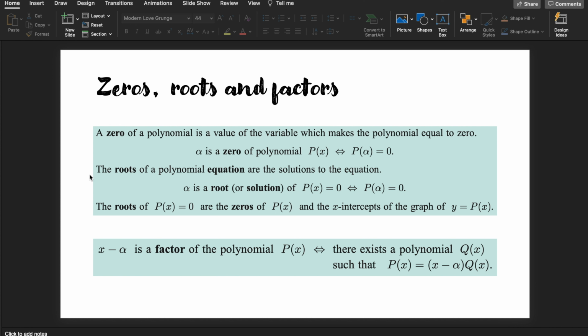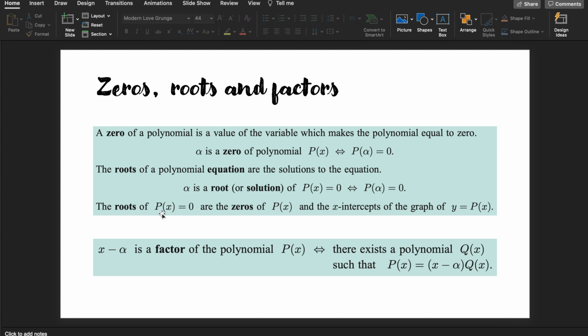Next, the roots of a polynomial equation are the solutions to the equation. This is very similar to the previous one, except a zero is related to a polynomial and a root is related to an equation. Both of them are the same concept, but we usually call the solutions of an equation roots and the solutions of a polynomial zeros. Similarly, if alpha is the root or the solution, then p of alpha equals 0.